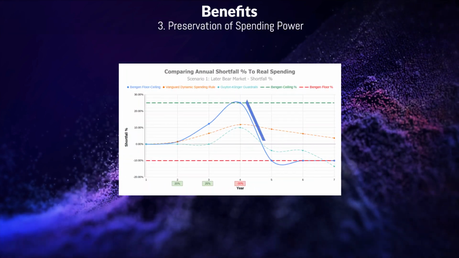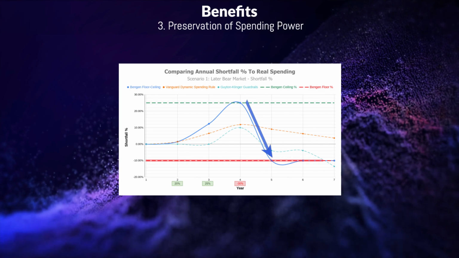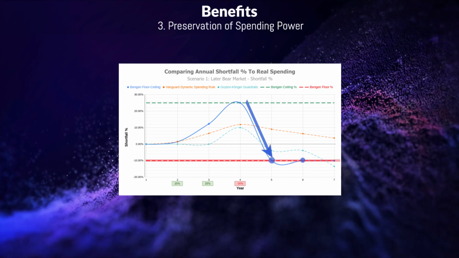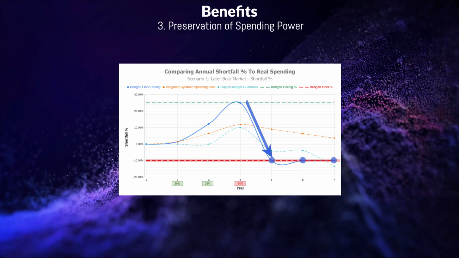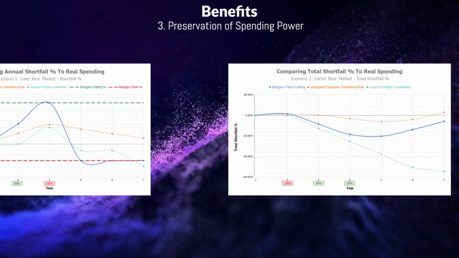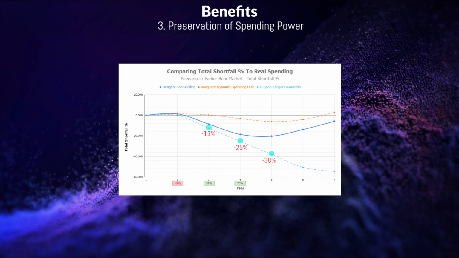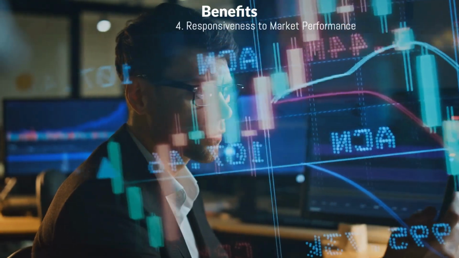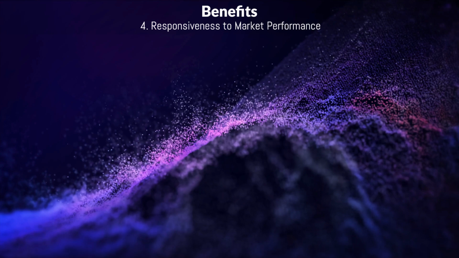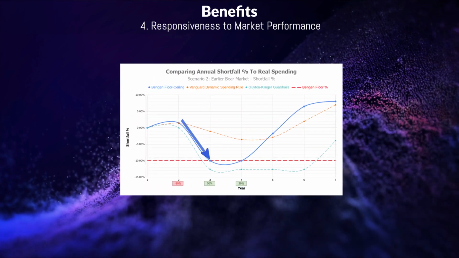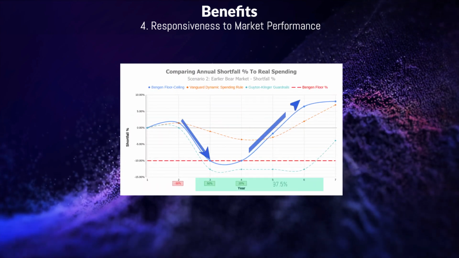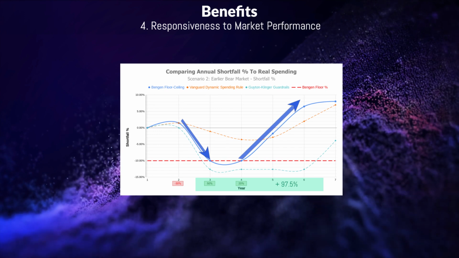Third, preservation of core spending power. Since spending is inflation adjusted and protected by global hard minima, retirees are less likely to face drastic cuts in their spending. Unlike Guyton-Klinger, which can cut spending sometimes a little too aggressively, Bengen paces the cuts based on the floor. Fourth, responsiveness to market performance. The strategy adjusts withdrawals based on market performance, allowing for increases in good years and decreases in bad ones.